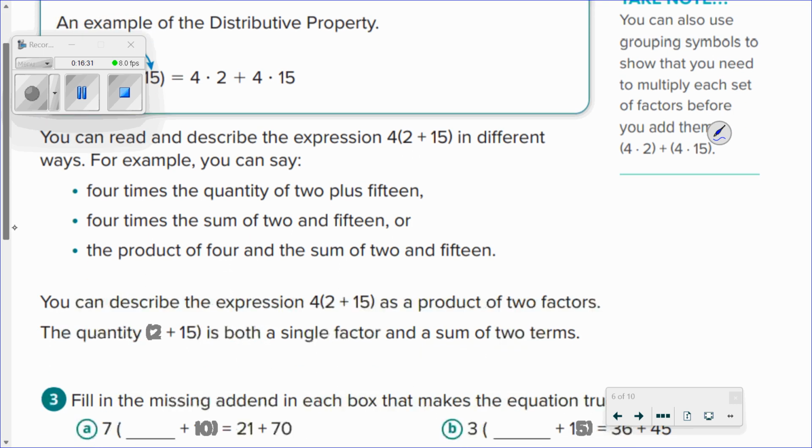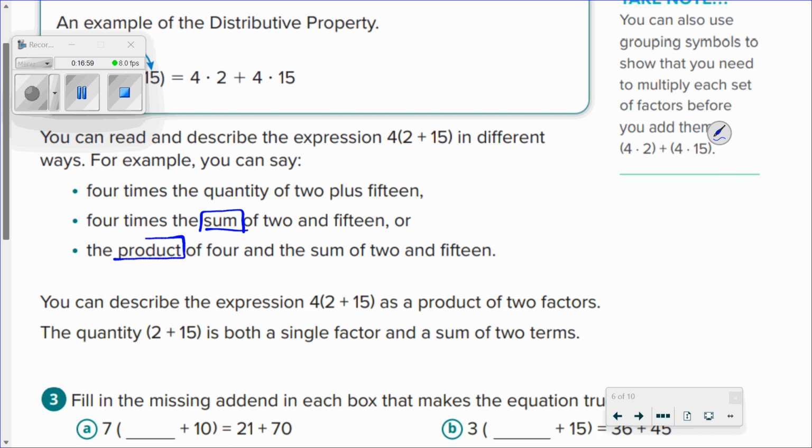So you can read that different ways. You can say 4 times the quantity of 2 plus 15. You can say 4 times the sum of 2 and 15. What does sum mean? It means the answer of an addition problem. So that is the same as saying you are adding, yes? And the product of 4 and the sum of 2 and 15.